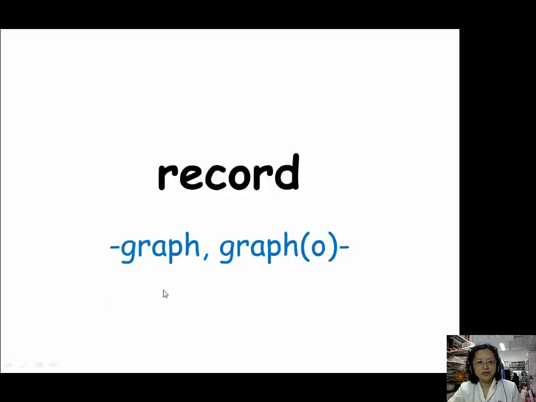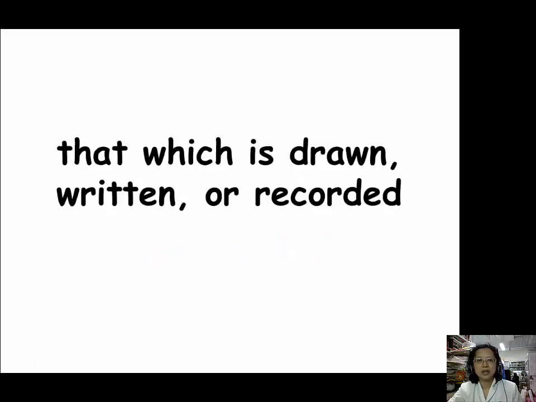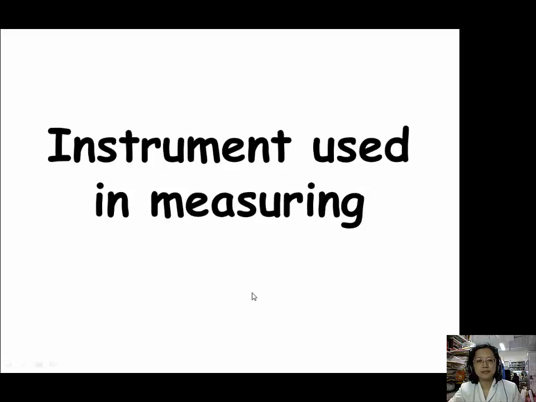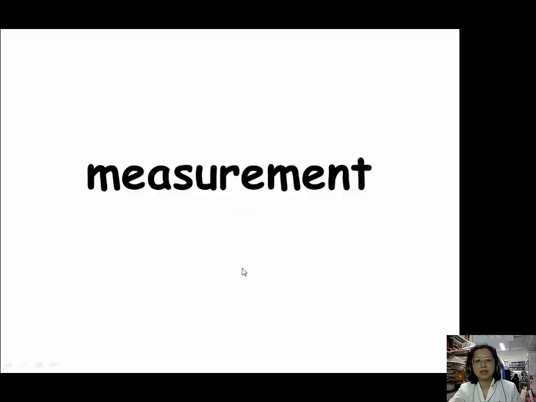As for a record, we use the suffix graph, G-R-A-P-H, or the prefix grapho, G-R-A-P-H-O. For that which is drawn, written, or recorded, we use this suffix gram, G-R-A-M. And to describe an instrument used in measuring, we use this suffix meter, M-E-T-E-R.